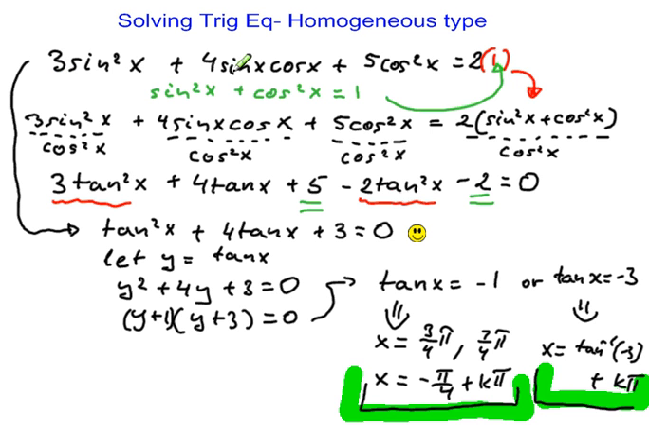The degree is consistently the same for all terms. A constant can be converted into a second degree term by simply using the Pythagorean identity. Then you divide every single term by cos squared x, converting into tangent ratio. Simplify, use the substitution method, quadratic equation, either factoring or quadratic formula.